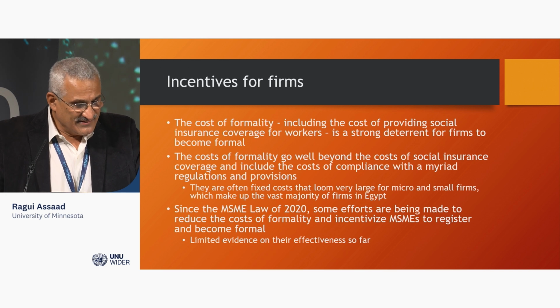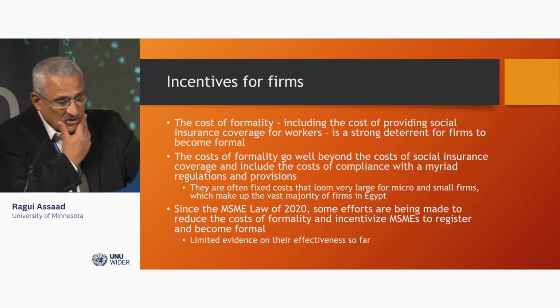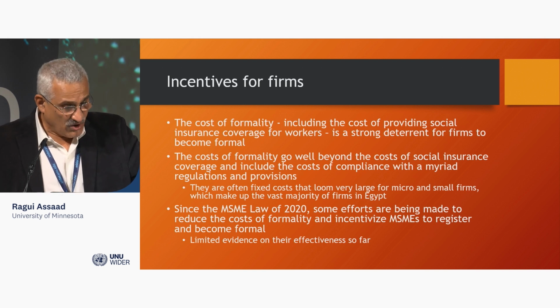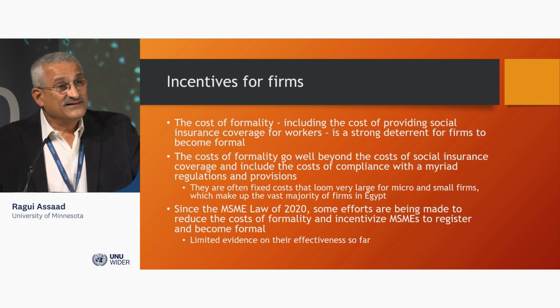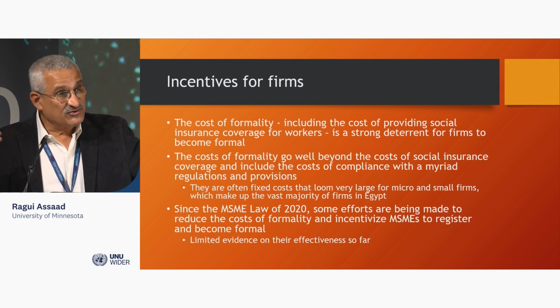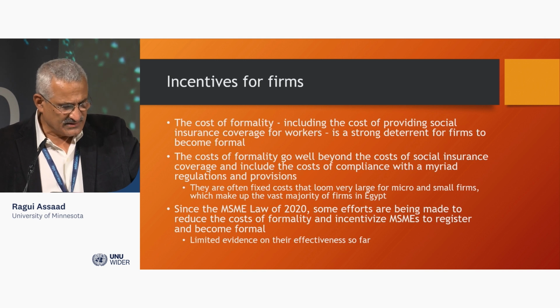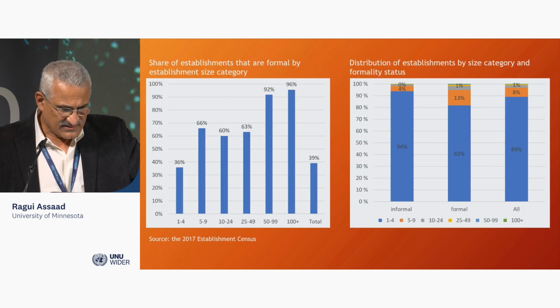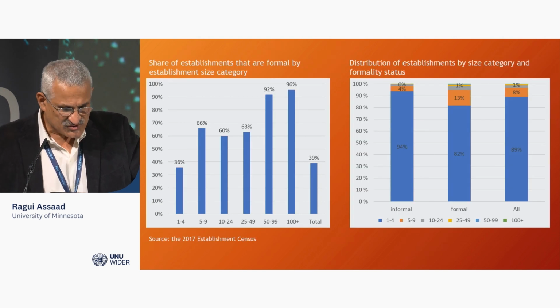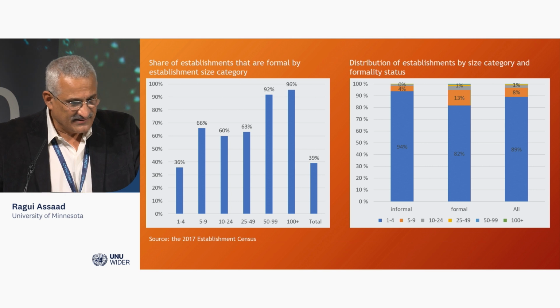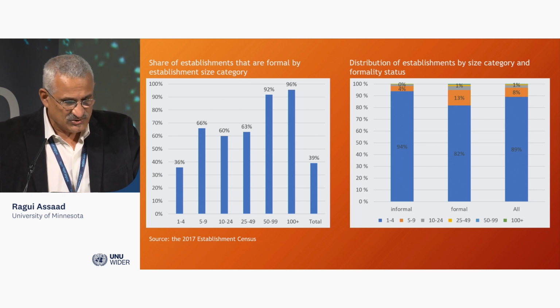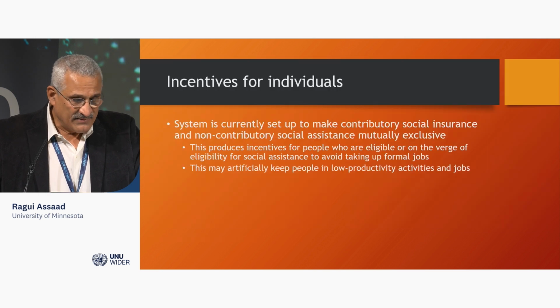While there's been an attempt to fix this through a new law called the MSME law of 2020, that tries to reduce the cost of registration and licensing, there is limited evidence on the effectiveness of this law so far. This is just a graph showing you the distribution of firms by size and formality, and you can see that the vast majority of firms are the 1 to 4 micro firms.